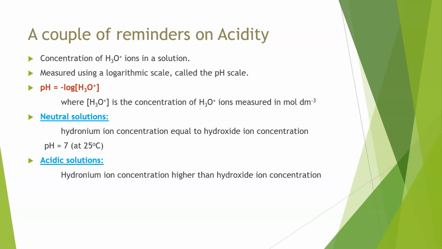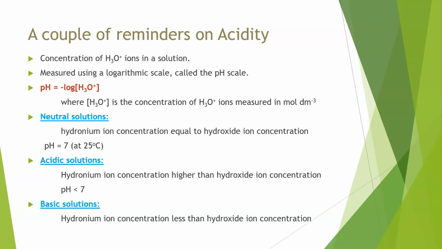For acidic solutions, we can state that the hydronium ion concentration is higher than the hydroxide ion concentration, so therefore the pH will be less than 7. And for basic solutions, the hydronium ion concentration is of course less than the hydroxide ion concentration, with a pH greater than 7.